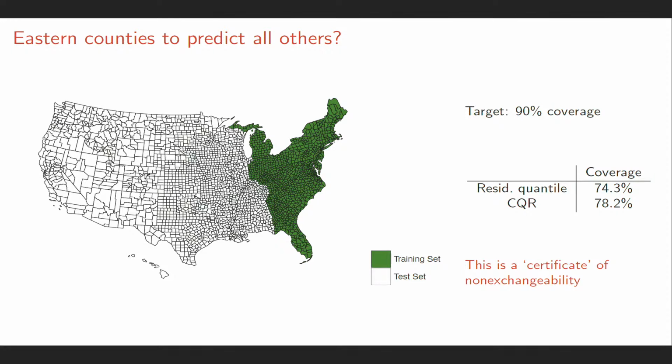Wolf would say that this is a certificate of non-exchangeability. It proves that the data is non-exchangeable, that you can actually bet money on non-exchangeability and win and make money and become wealthy. Right? So this is a certificate of non-exchangeability.